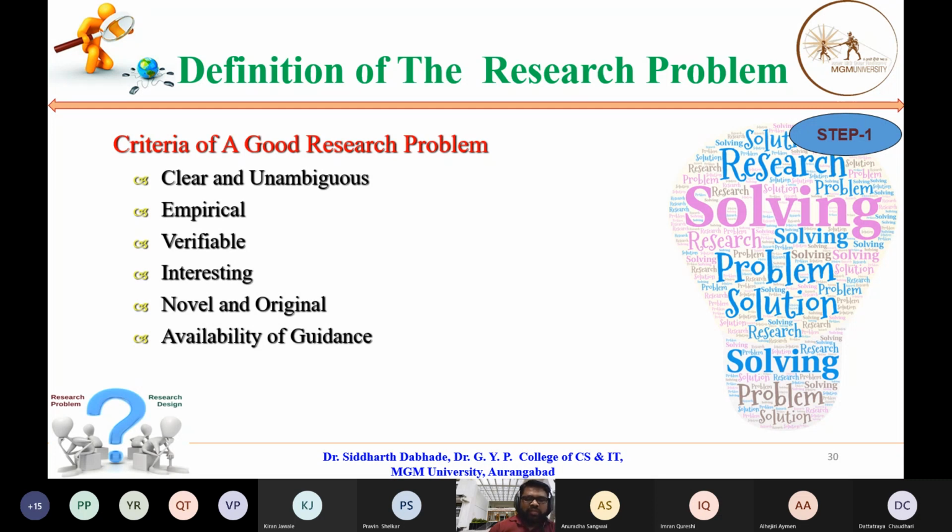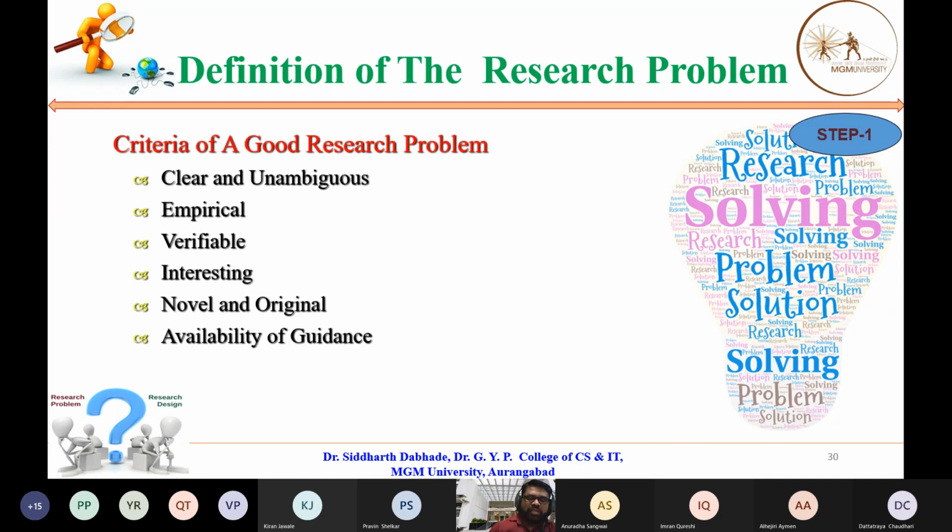Verifiable: if I have done research work and the same work has been done by another researcher, it should be verified. Then interesting: if you are interested in that particular domain, it is very interesting to you, and you will do a fantastic job in your research domain. Then novel and original, and availability of guidance. You want to do the research work, but if the supervisor for that particular research domain is not available, it is very difficult to perform your research work.